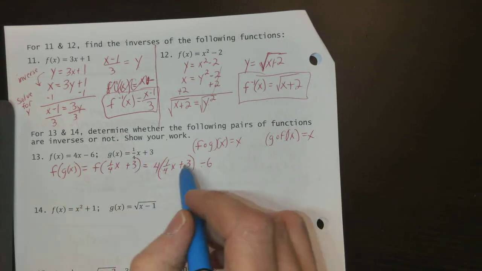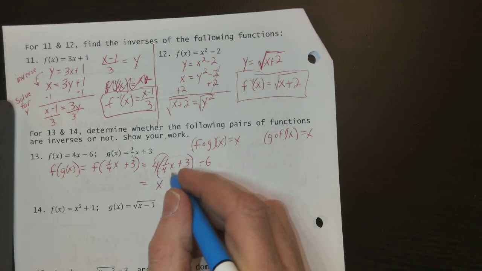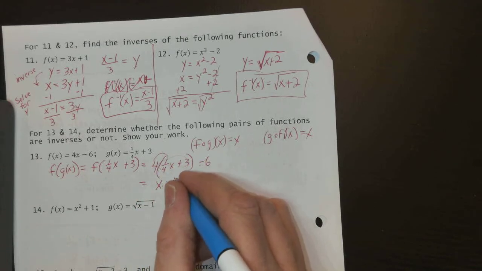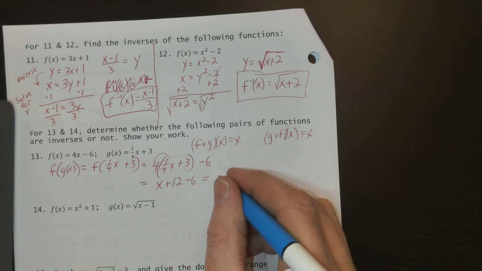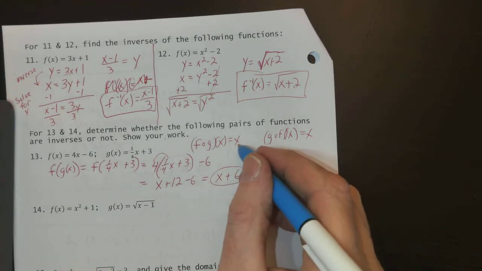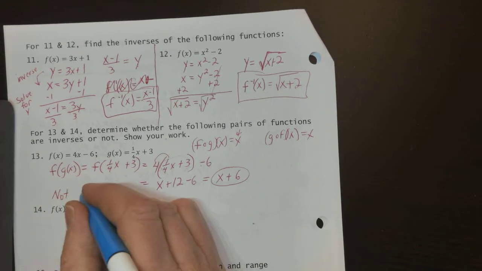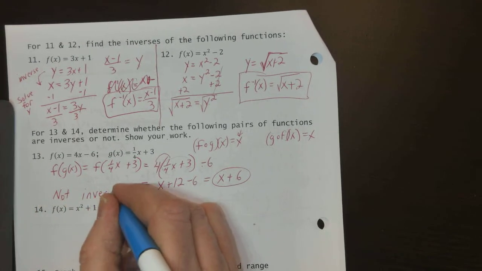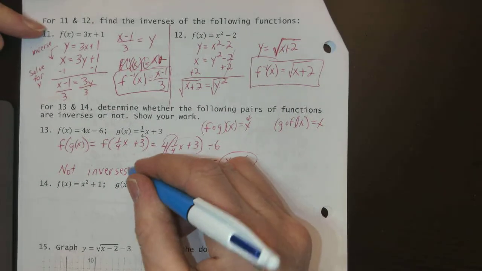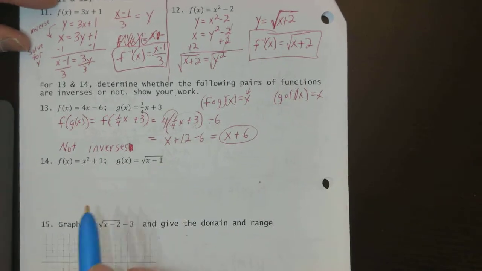This is in place of x right now. When I distribute, 4 times 1/4 is 1, so that's 4 times 1/4 x is x, plus 4 times 3, which is 12, minus 6. 12 minus 6 is 6. This is equal to x plus 6. That is not equal to x. So these two are not inverses. You don't even have to do the other way around. If one way doesn't work, then they are not inverses.